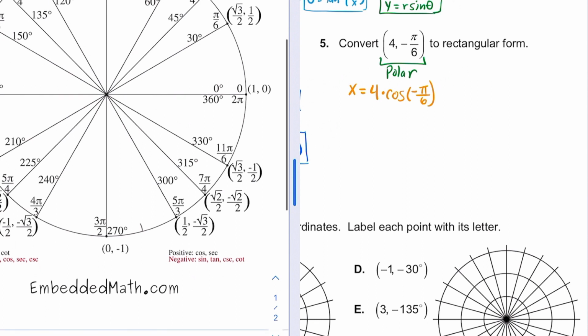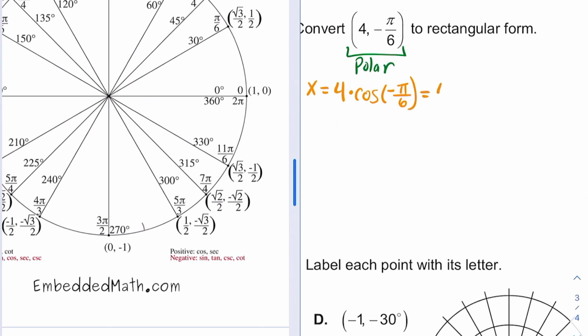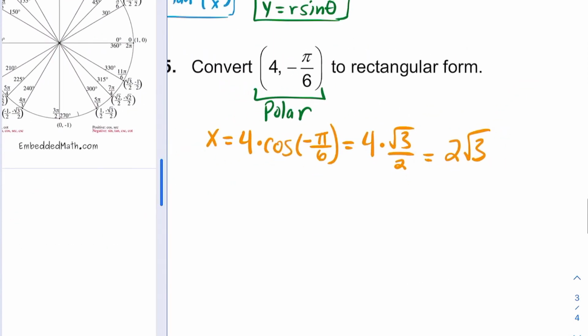So here's what we got. We're going to go to -π/6, which puts us at 11π/6. Cosine is the x value, and that value is √3 over 2. So that becomes 4 times √3 over 2. The 2s reduce, and that makes the x-coordinate 2√3.